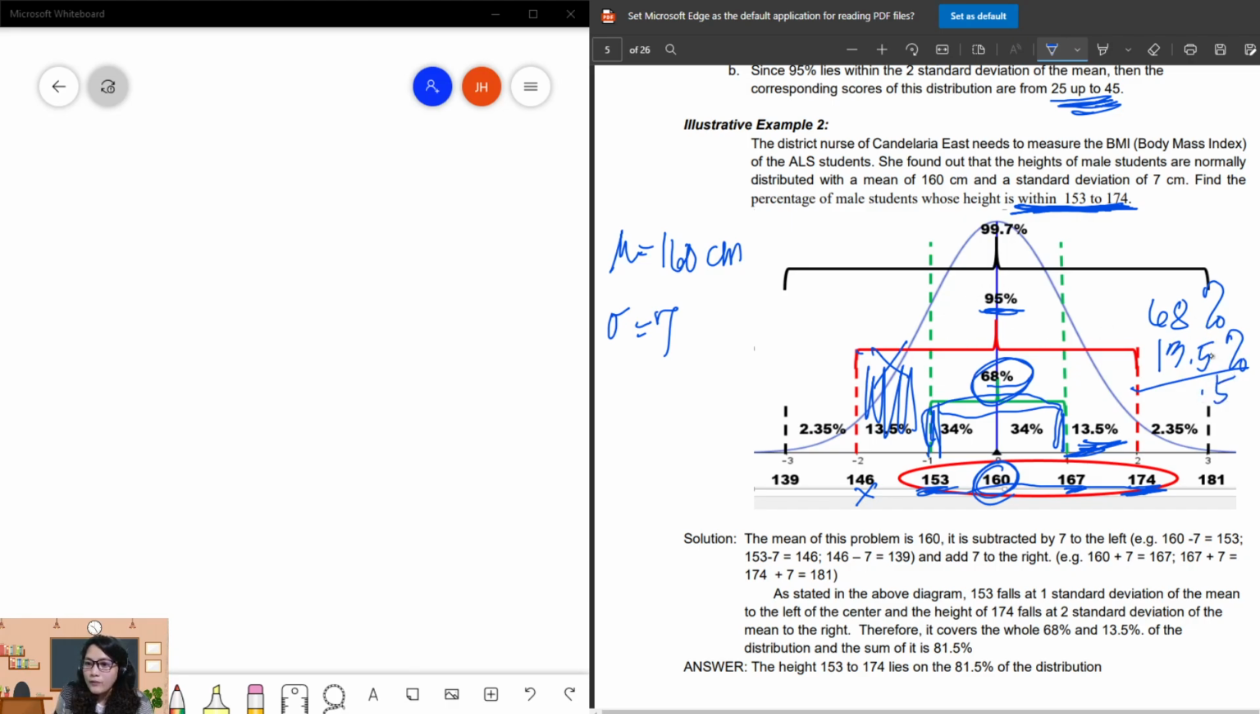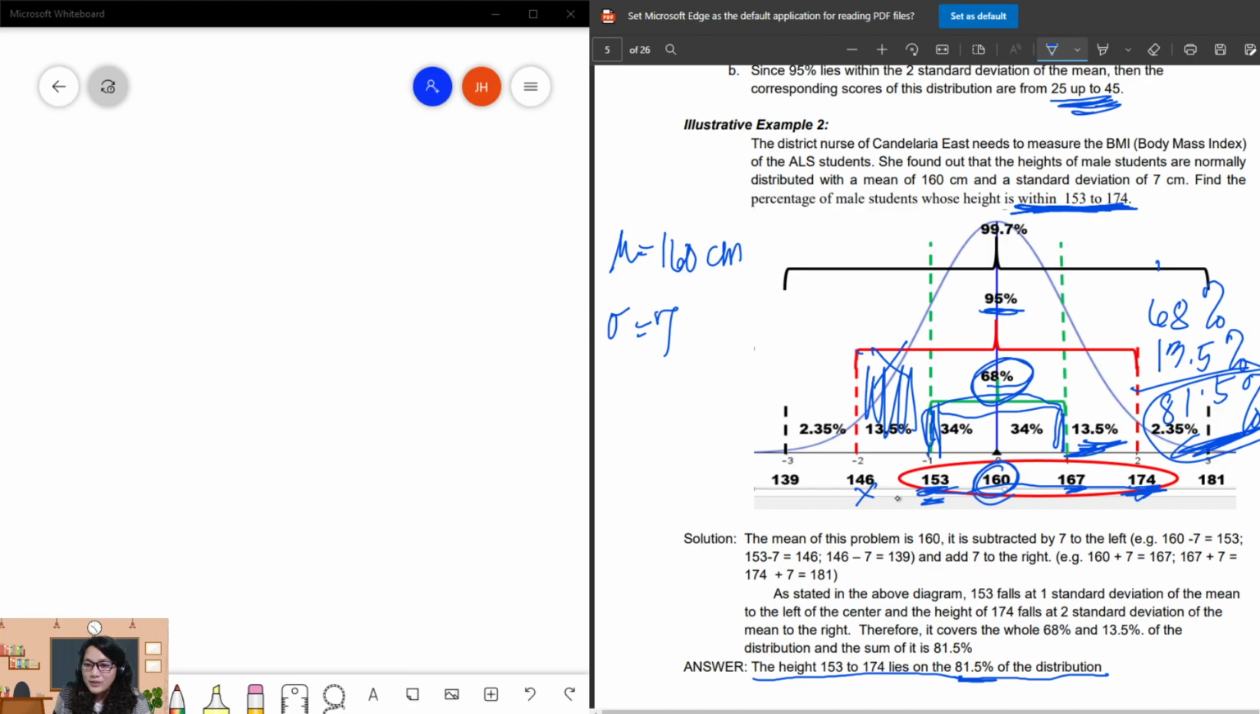So 0.5, we have here 11, 6, 7, 8. Therefore, the percentage of male students whose height is within 153 to 174 is 81.5%. Okay? Can you get it? This is the answer. The complete answer: the heights of 153 to 174 lie within 81.5% of the distribution. So that's how you get the percentage.